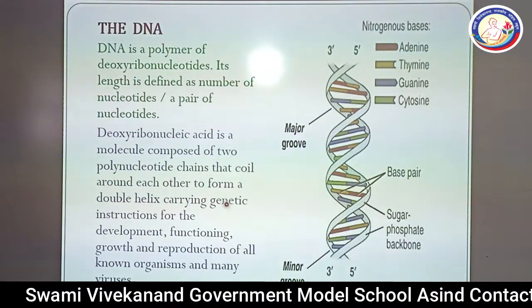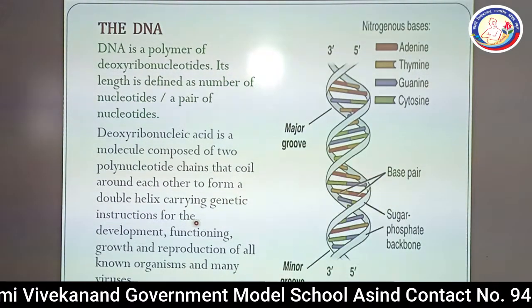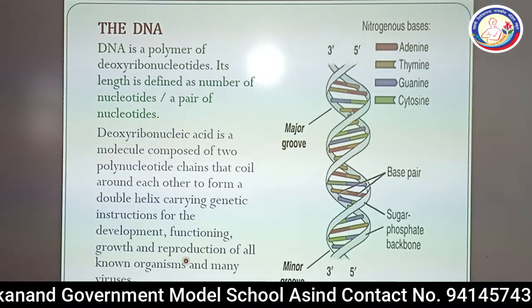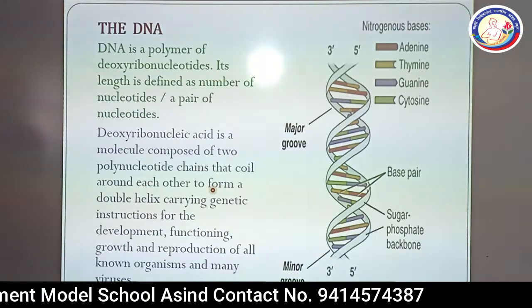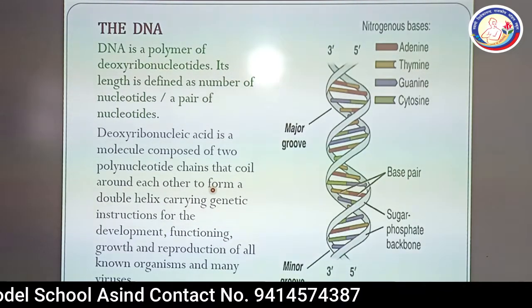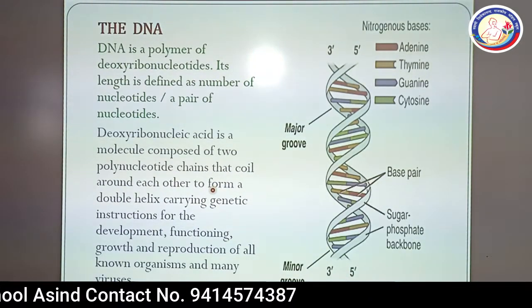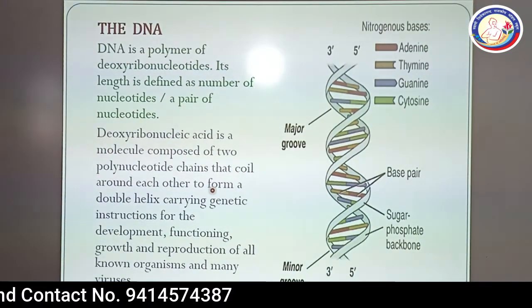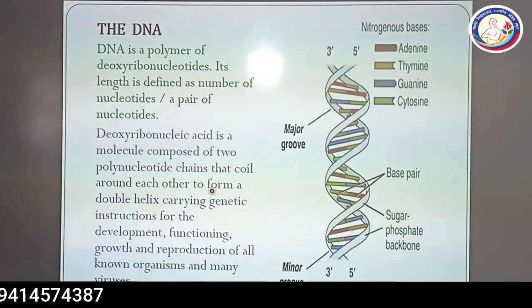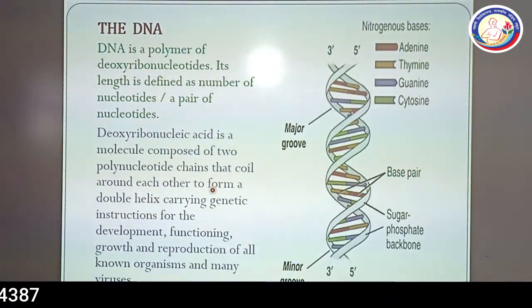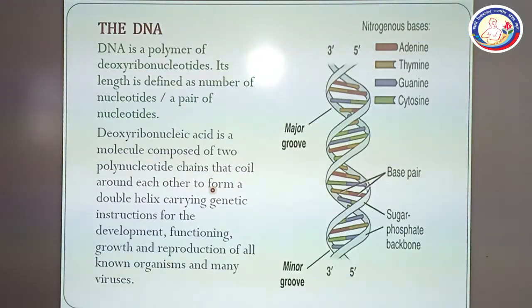form a double helix, carrying genetic instructions for the development, functioning, growth, and reproduction of all known organisms and many viruses. So what will you see? DNA is a genetic material. It carries different types of genetic information which is responsible for the types of characters here. Again, when we look at its structure, you can see this is the coiled structure. It is clearly seen here in the figure.